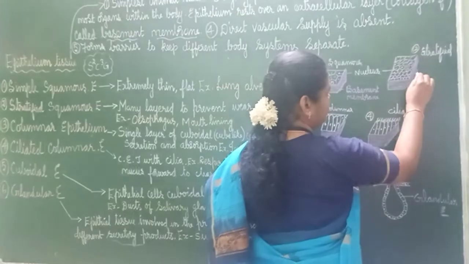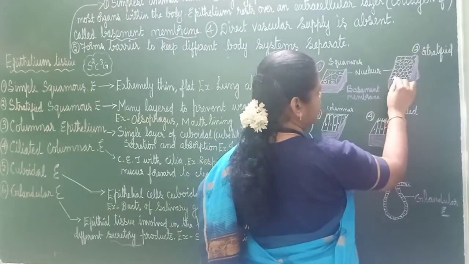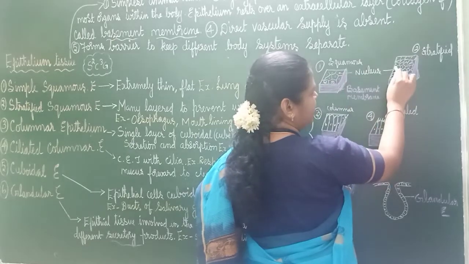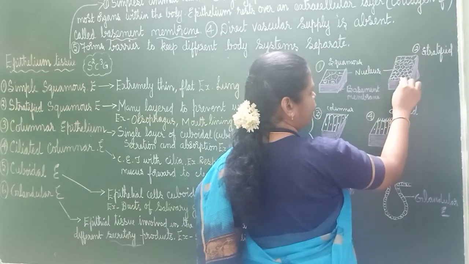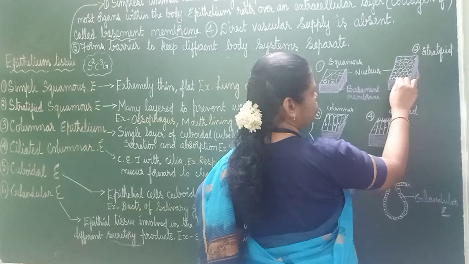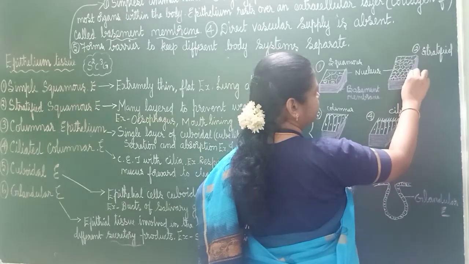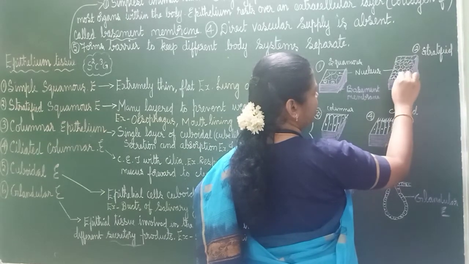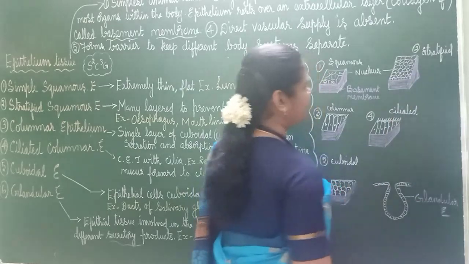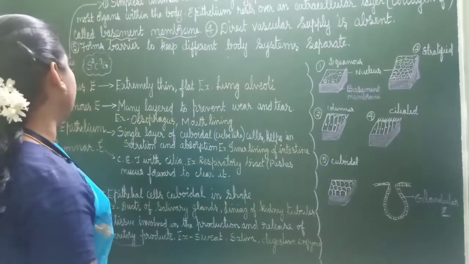See, the same basement I have drawn. After that, instead of one layer, there are many layers, and for all the cells you should put a nucleus in the middle. So this is how you should show stratified squamous epithelium.